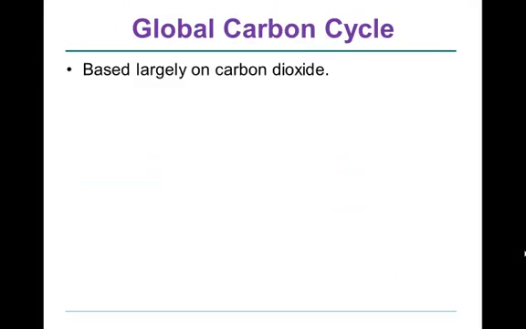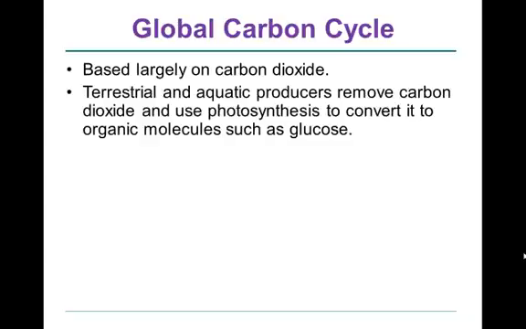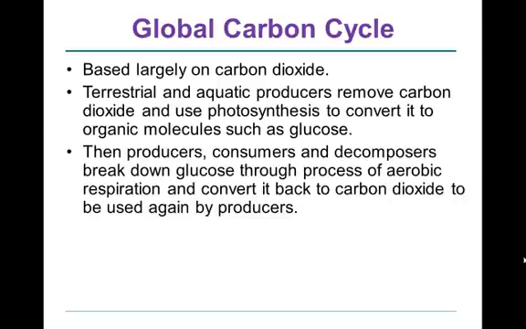So the global carbon cycle, as I said, is based largely on carbon dioxide. And terrestrial and aquatic producers, what would those be? Those would be photosynthesizing organisms, photoautotrophs. They remove carbon dioxide and use photosynthesis to convert it to organic molecules like glucose and starch and cellulose, especially cellulose. Then producers, consumers, and decomposers break down the glucose or whatever carbon compounds have been formed through this process of aerobic respiration and convert it back to carbon dioxide to be used again by producers.